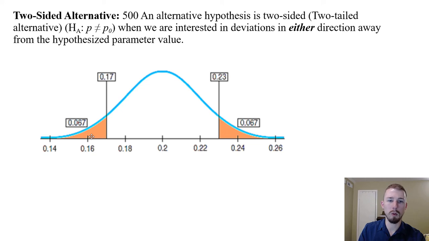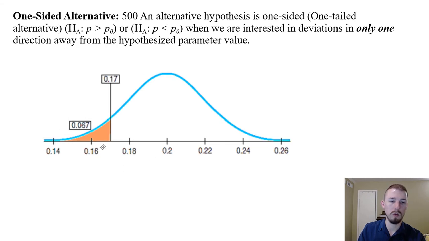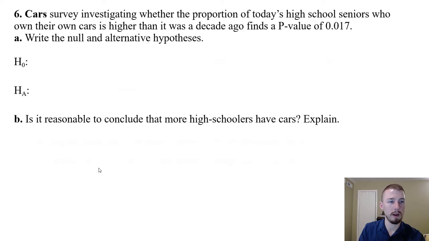Oftentimes we're actually going to have a one-tailed test, which is when we're only interested in one side. We want to know, has the defect rate strictly decreased, or has the amount of sales increased? We don't want to know if it decreased. We want to know if our number of sales increased this year or something like that. So oftentimes it's only one-tailed, but sometimes it is two-tailed like we did today.